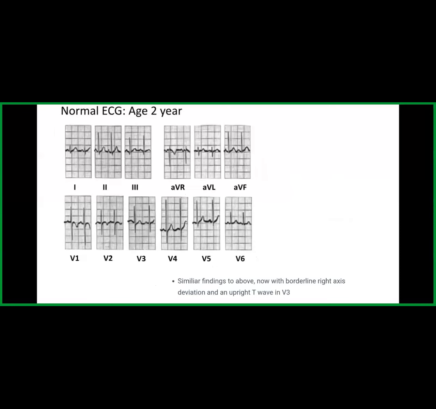Going ahead with the ECG of a 2-year-old child, we see a similar finding to what we have just seen at age 1 year. But we can see that in lead 3 and in the chest lead V3, we see a positive T wave rather than a negative T wave. So the inverted T wave starts becoming upright by the age of 2 years.